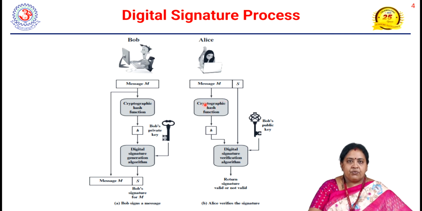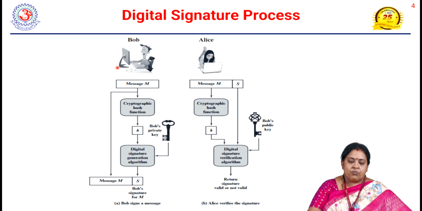This cryptographic hash function generates a hash code. That hash code will be given as input to the verification algorithm. Along with this, the sign is given as an input, and also the public key of the sender, that is Bob's public key, will be given as an input to the digital verification algorithm. And this digital verification algorithm returns a signature valid or not valid. This is the overall digital signature process. Later we discuss in detail. So what is the digital signature process? Here Bob is going to sign a document and send it to Alice.